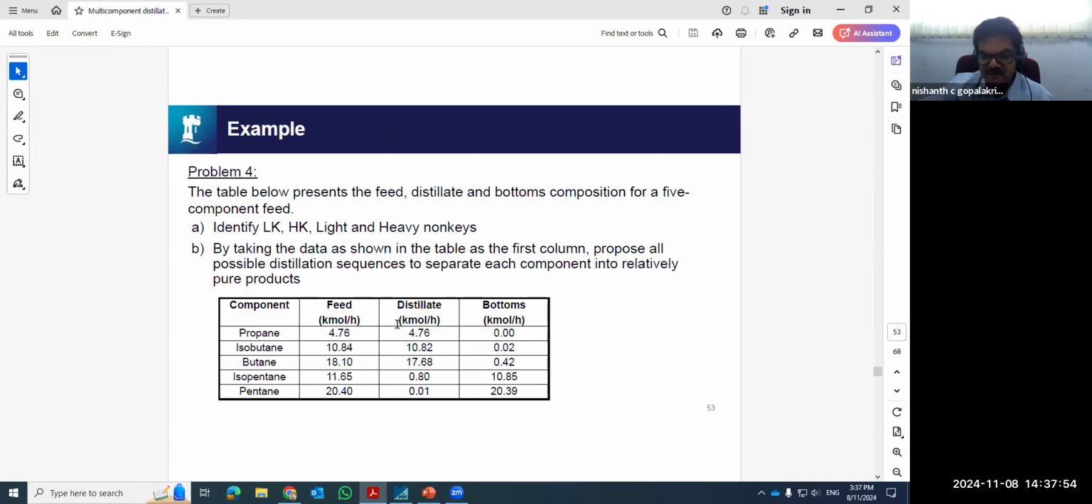So what we do now is a really quick activity. The activity is we have 5 components. Here I have given the expected distillate and bottom composition. The question is, based on this data, what's light key, what's heavy key, what's light non-key, and what's heavy non-key? Can you type your response in the chat box? Maybe 1 minute, 2 minutes.